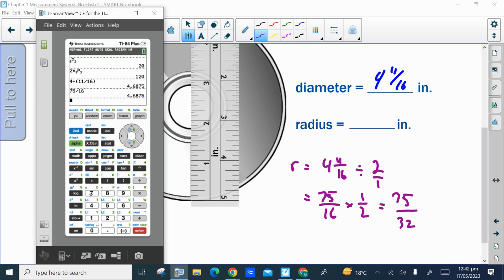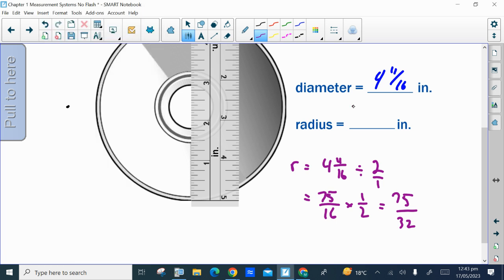And 75 divided by 32 gives us that number. On my calculator, if I go math, enter, enter, I think it'll turn it to a fraction. Yeah, it did, but it was the improper, and that's fine. We can leave it like that. 75 over 32 inches. You could also change it to a mixed number if you wanted to.